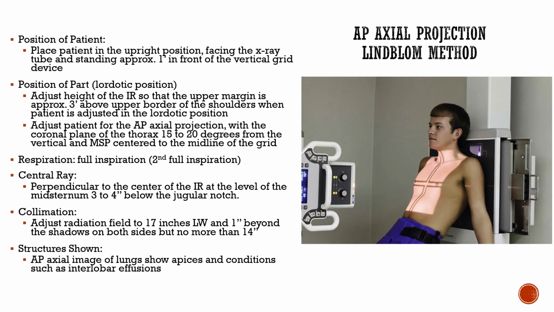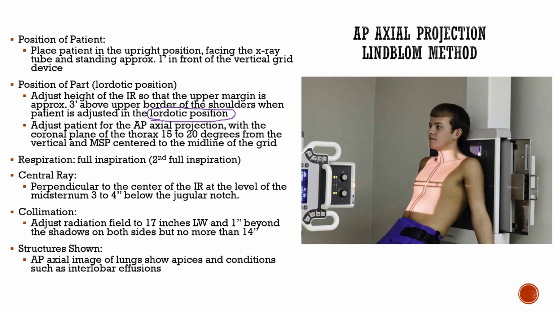The AP axial Lindblom method is one in which we don't angle the tube, we angle the patient. In this case, the patient is standing about 1 foot in front of the vertical grid device, and the height of the image receptor is about 3 inches above the upper border of the shoulders when the patient is in the lordotic position. This is what is called the lordotic position with this Lindblom method.